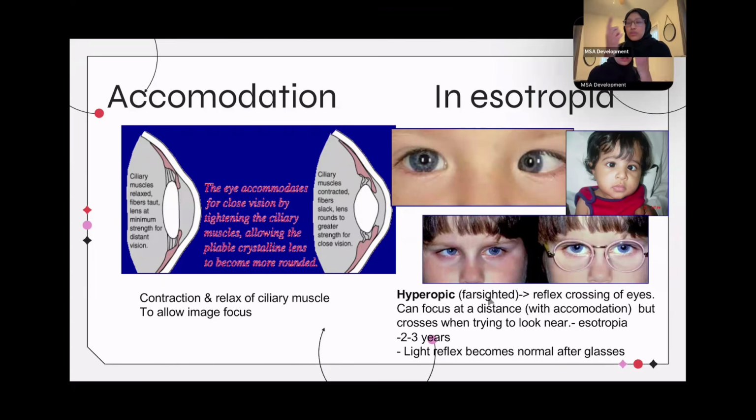So when an object is brought closer to their eye, they cannot see that object as well. So that causes esotropia. It's not real esotropia, it's just esotropia or convergence caused by this. Because they cannot see that, they are trying to accommodate for that. So their eyes converge and cause this fake esotropia or fake strabismus. Once you put glasses on them, they will be able to see, and it resolves that strabismus. So it's like reflex crossing of the eye: they can see at a distance, but the eye will cross when they try to look at something close.